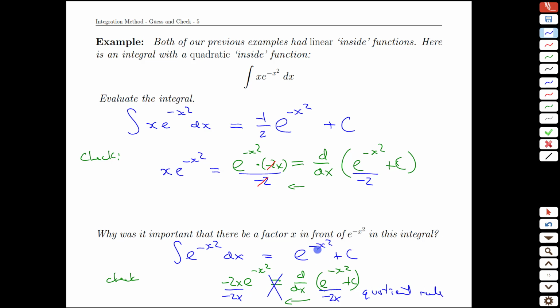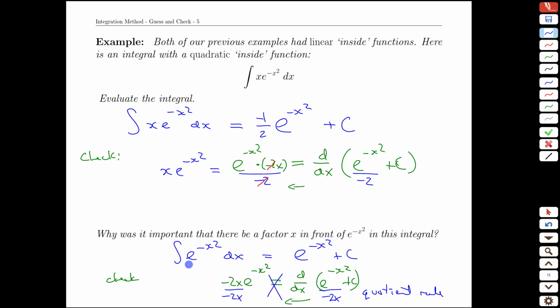In other words, when we have an x e to the negative x squared, things work out nicely because this x out front matches with the e to the negative x squared and the chain rule effect that causes. If we're missing that x, it's going to make life really, really miserable.